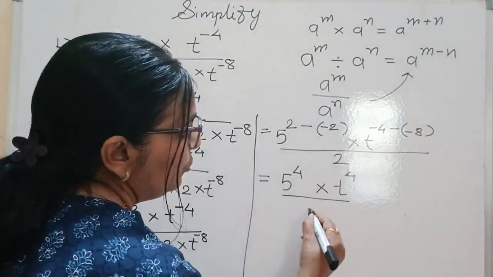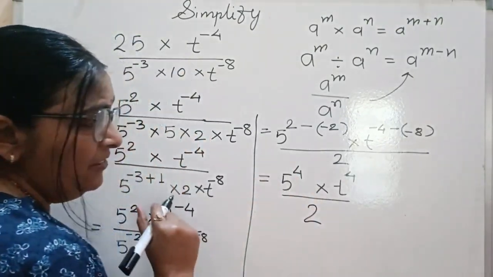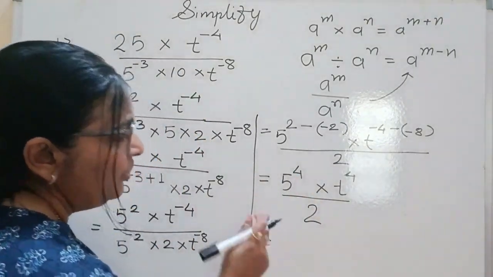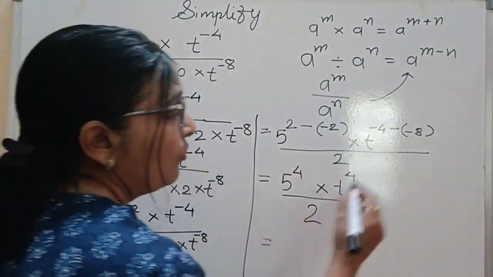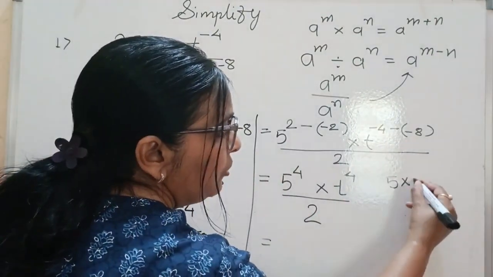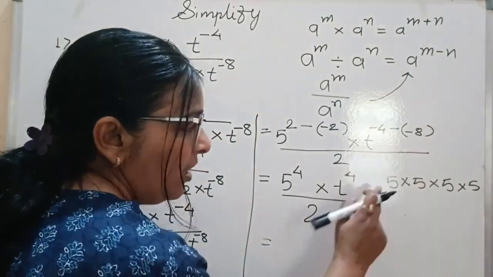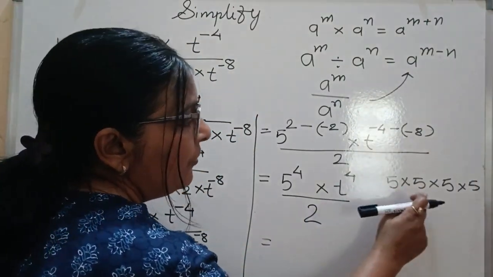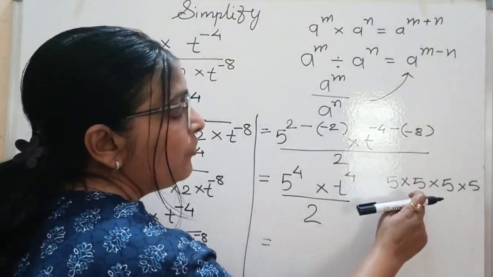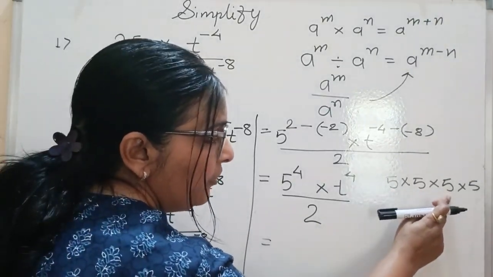Now next, 2 in the denominator as it is. Now what will you get here? Now 5 raised to 4. What is 5 raised to 4? 5 into 5, how many times? 4 times. After multiplying, what will you get? 5 fives are 25. 25 fives are 125.